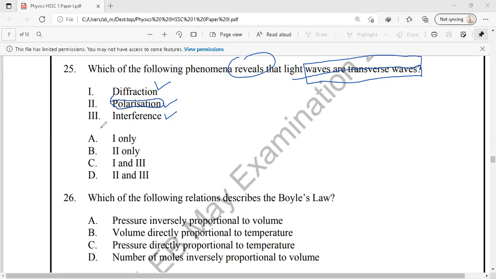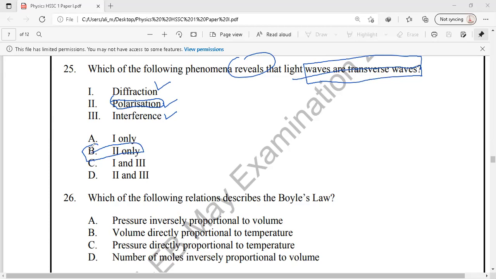So polarization is the phenomenon that reveals that light waves are transverse in nature. They have two components that are perpendicular, that is the electric component as well as the magnetic field component. So the correct answer for question number 25 is option B, 2 only.